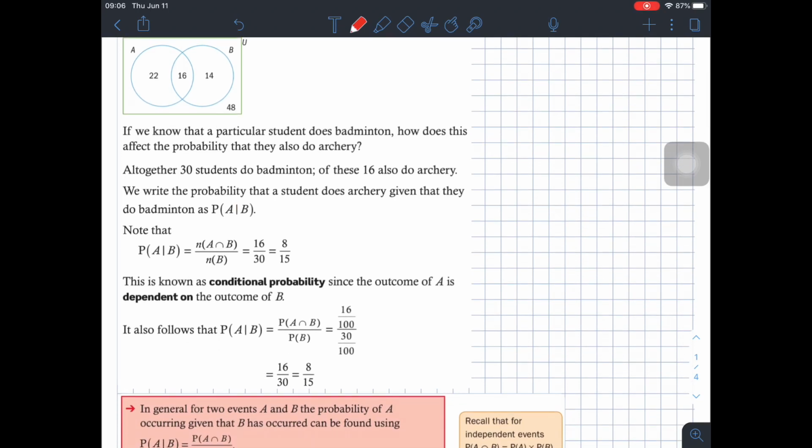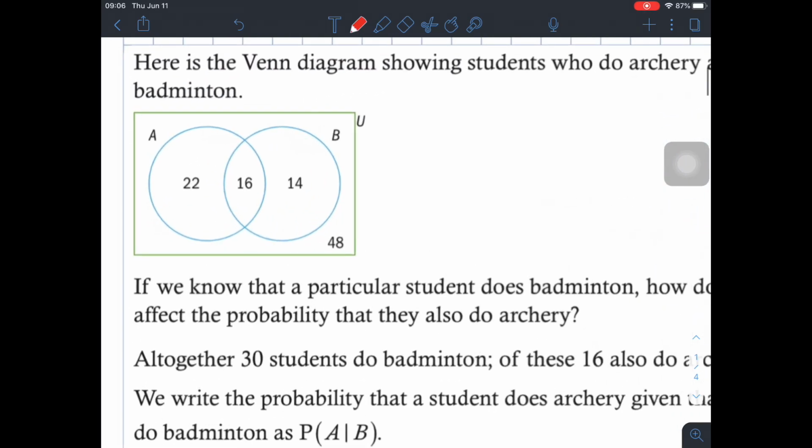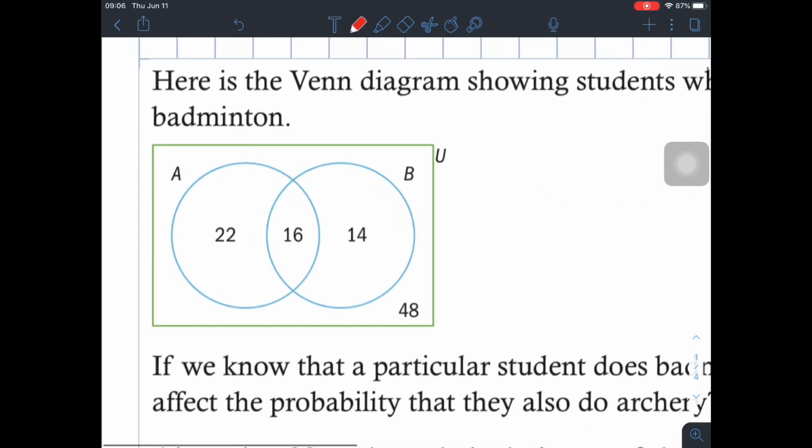So, if you take a look at the graph right here, if we say, what is the probability of a student doing archery given that they do badminton? Basically, what we're doing is we are reducing our universe to people who do badminton, right? Because we say the probability of students who do archery given that they do badminton. So this is like our new universe, okay?